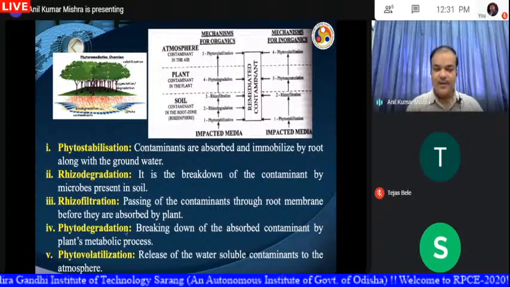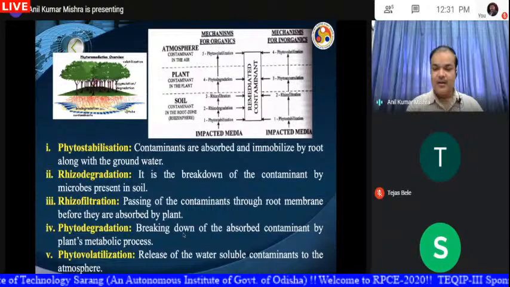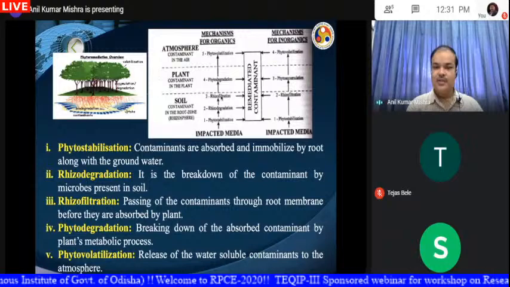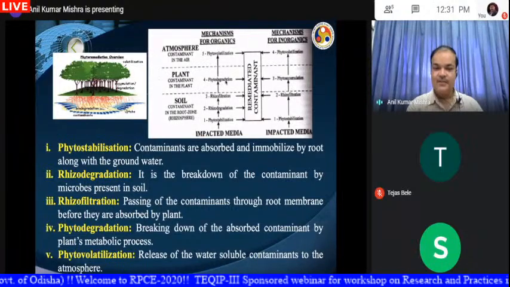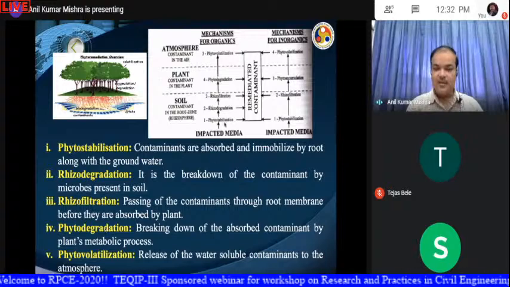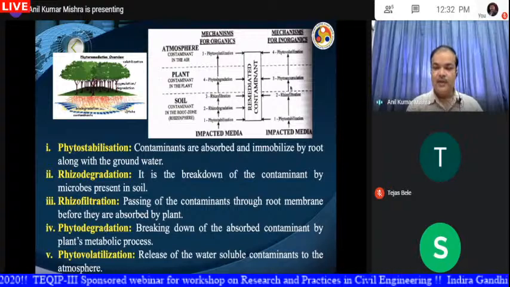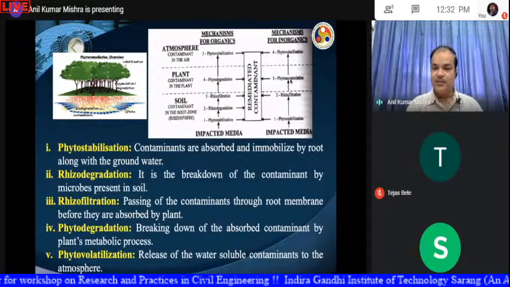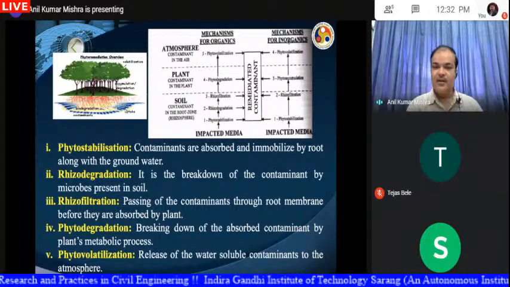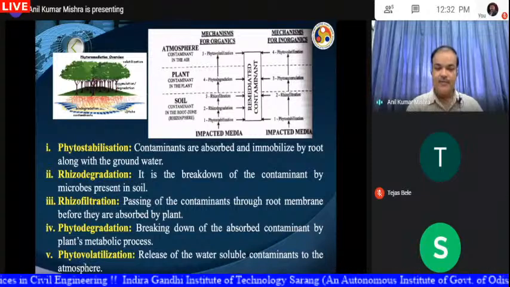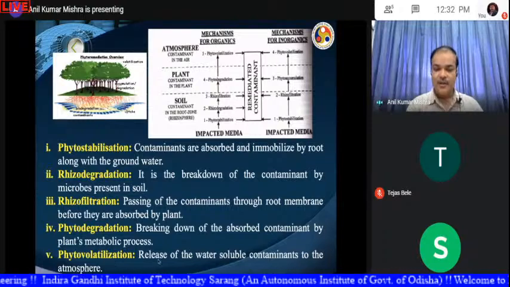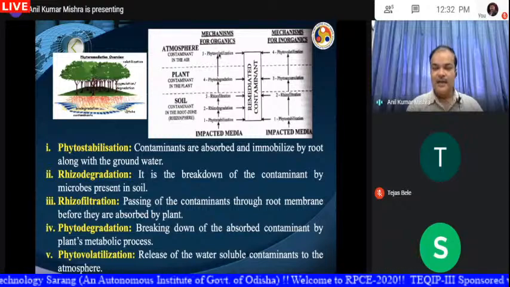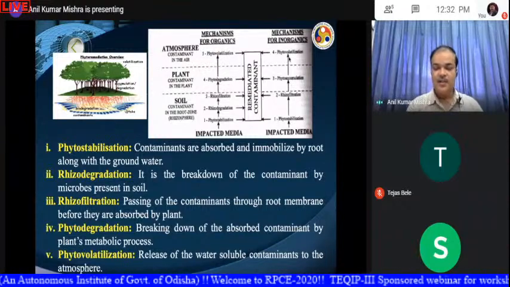Then phytodegradation. In this method, the breakdown of the absorbed contaminants by plant metabolic processes takes place. So this is present only for organic contaminants. The next step is phytoaccumulation, where contaminants which cannot be degraded will be accumulated by plant tissue. So this is present only for inorganic contaminants. The last step is phytovolatilization, where the release of the water soluble contaminant to the atmosphere takes place. This occurs for both organic as well as inorganic contaminants.